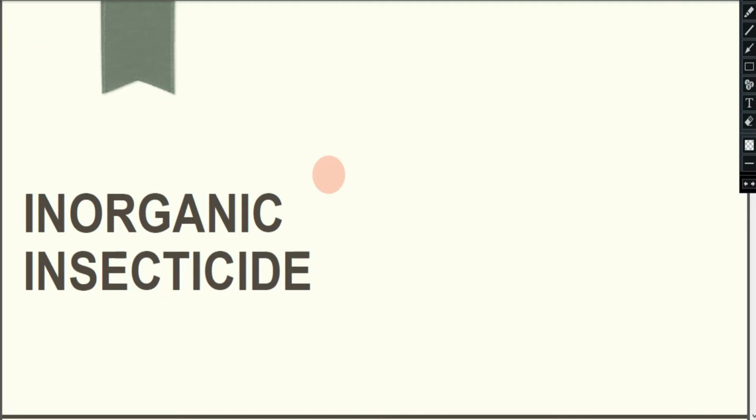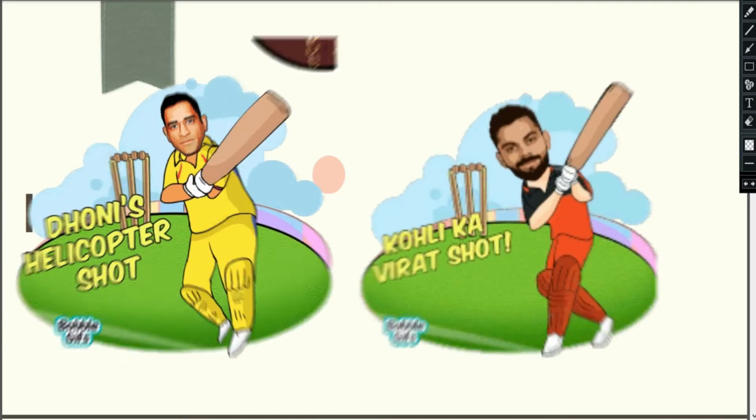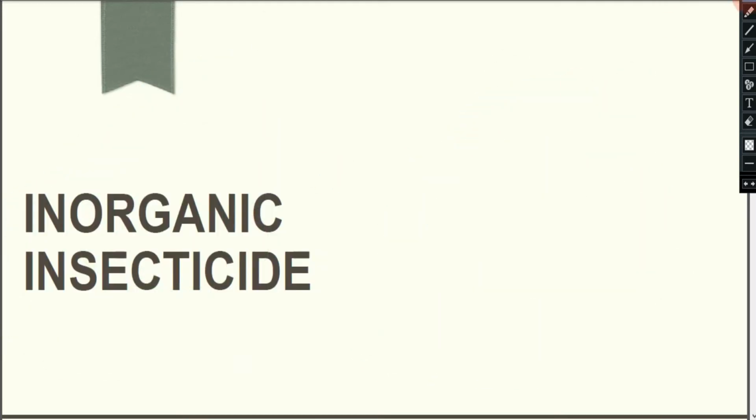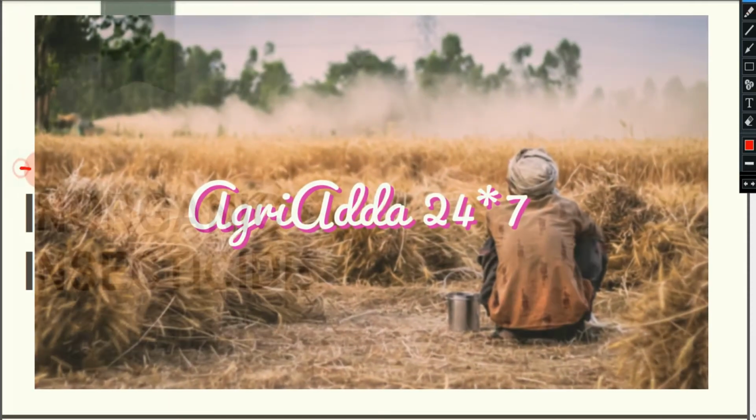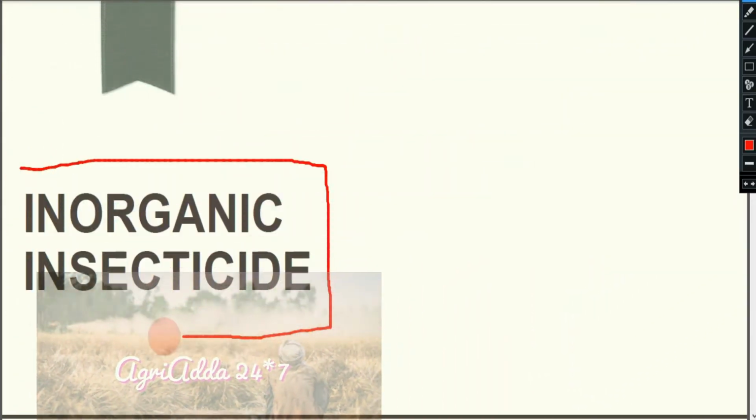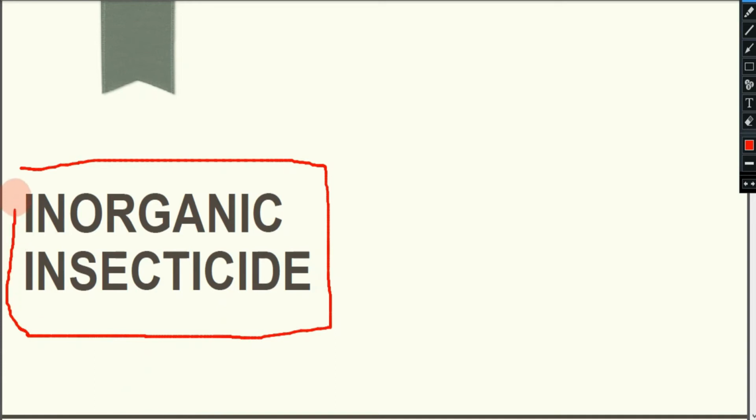As all of you know, according to the source, insecticides or pesticides can be classified into organic and inorganic. So what is this inorganic one? Inorganic means they are of mineral origin. That means those elements or minerals which were found to have some toxicity against different pests are known as inorganic insecticides.